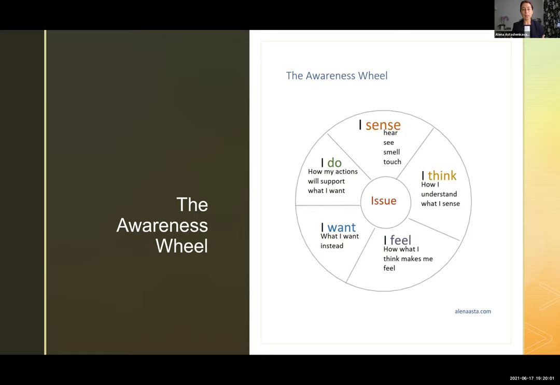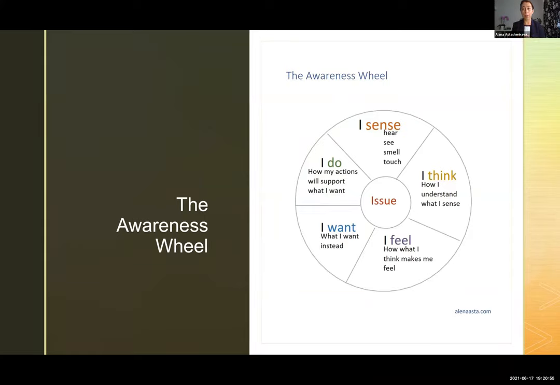I language. I language is extremely important for people to be able to be heard, for people to be able to share their experience without bringing up threats in others. So it takes out the blame, it takes out the threat, it takes out the anger in a way where you can't argue with I, right? When I see you walk away when I'm talking to you, I think that you're trying to ignore this issue and I feel really betrayed. And what I want instead is to be able to figure this out with you. And what I'm going to do is I'm going to commit to maybe finding a different way to talk other than standing in your face.